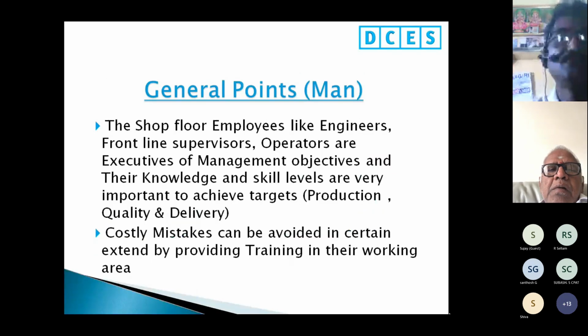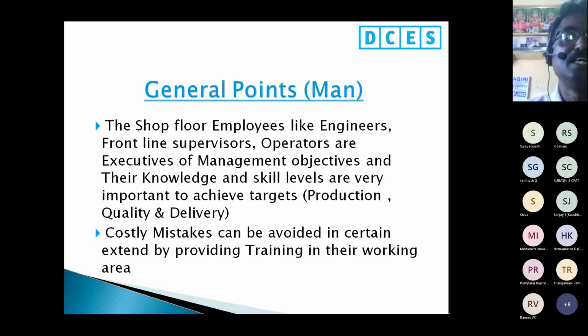And the general points about man. The shop floor employees like engineers, frontline supervisors, operators, or executives of management activities, their knowledge level and skill level are very important to achieve targets: production target, quality target, or delivery target. Costly mistakes can be avoided to a certain extent by providing training in their working area. If the operators are trained properly, and their knowledge levels are up to the mark, we can reduce costly mistakes.